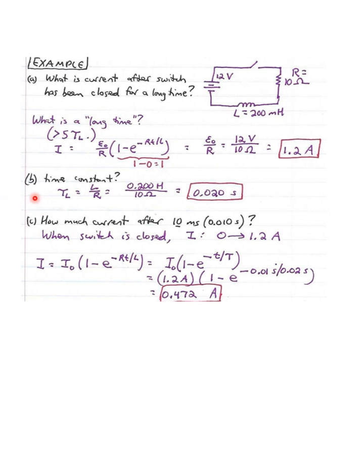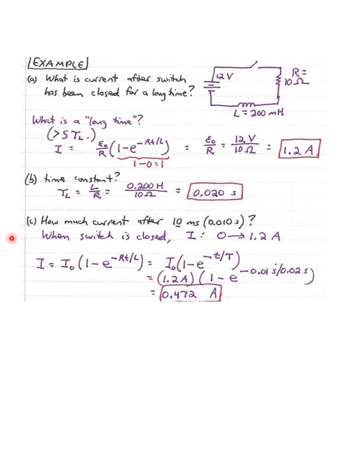And my second question is, what is the time constant? So we have tau sub L, and that's the inductance over resistance, 0.2 henries divided by 10 ohms, 0.020 seconds. So in this particular circuit, things happen in the realm of hundredths of a second.